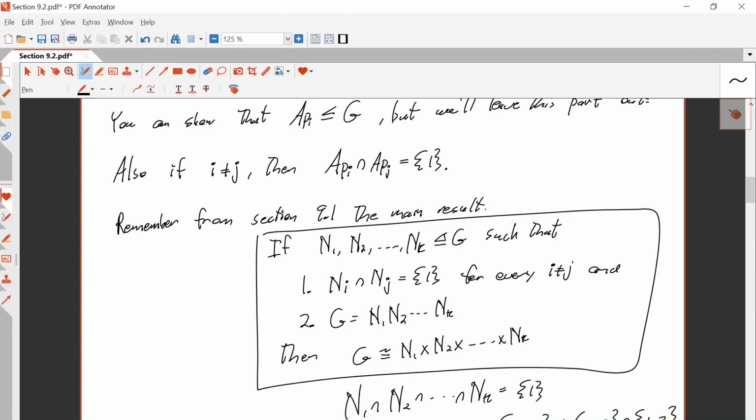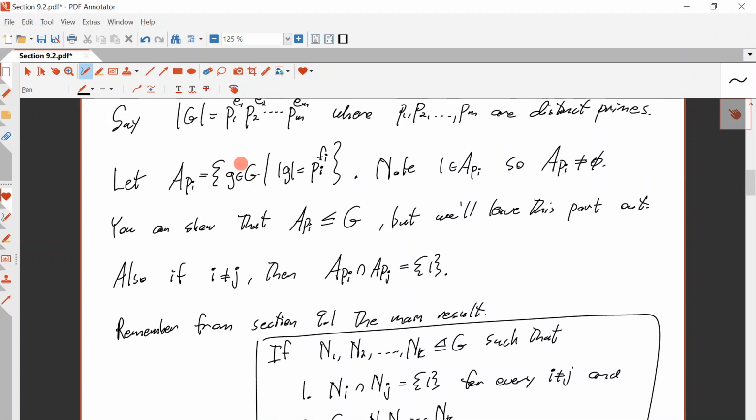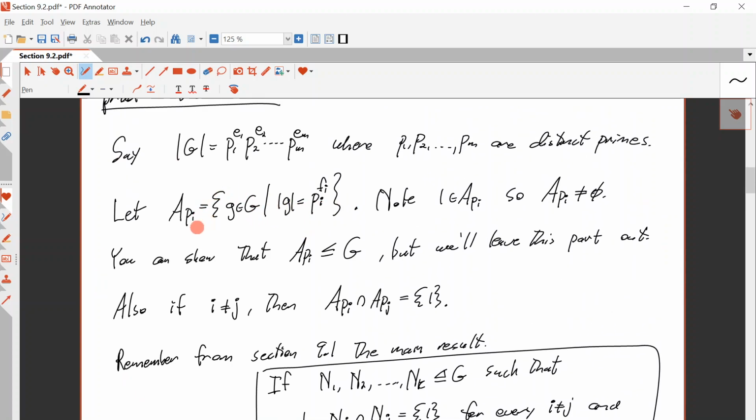You can have 3 or more sets intersecting in nothing, even though pairs do intersect. The intersection of these two is 2, and the intersection of these two is 3, but the intersection of all 3 is empty. So if you have a bunch of normal subgroups such that every pair intersects in the identity, and G is the set product of all those subgroups, then G is isomorphic to the direct sum of those subgroups. So that's what we're going for here.